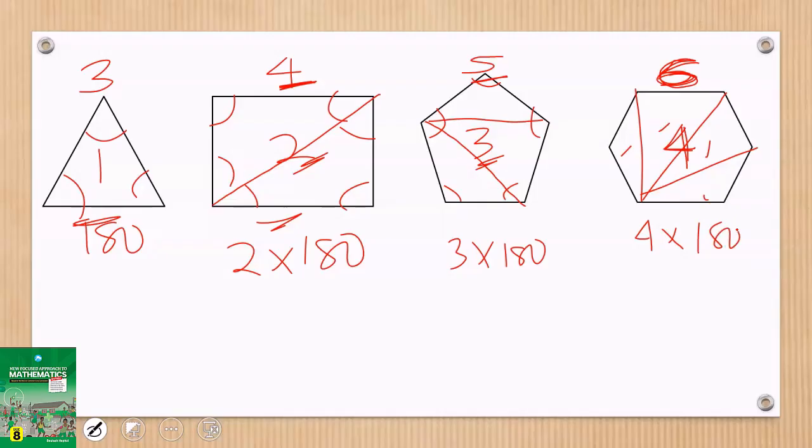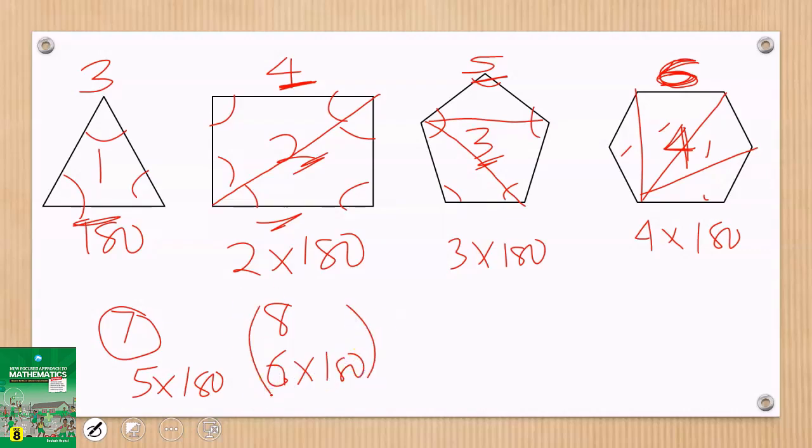Now, can you predict what will happen if I have 7 sides? How many triangles can I get? Yes, I'm going to get 5. What if I have 8 sides? How many triangles will I generate? I'll generate 6. So here the 5 times 180 will give me the sum of the interior angles of the heptagon. And if I use this one, I'm going to get 6 times 180 for an octagon. Then I can predict that for the 12-sided figure, it will give me 10 times 180.